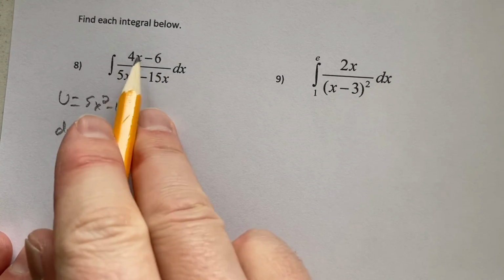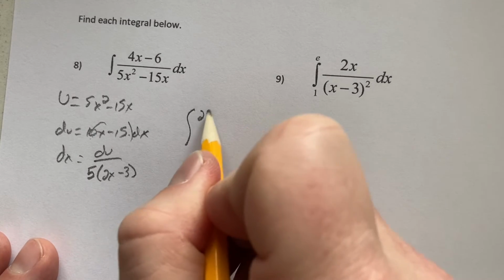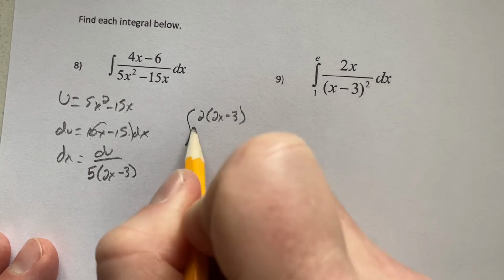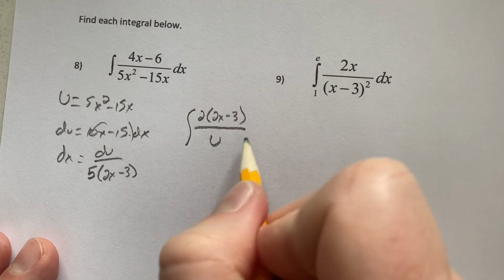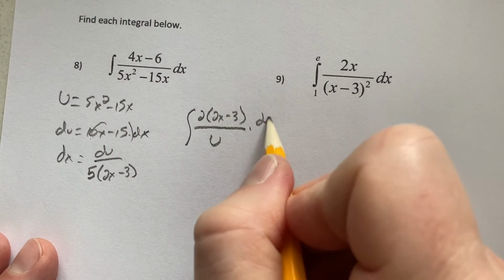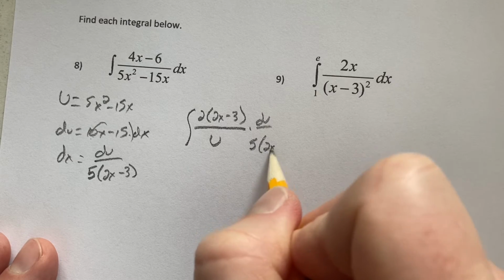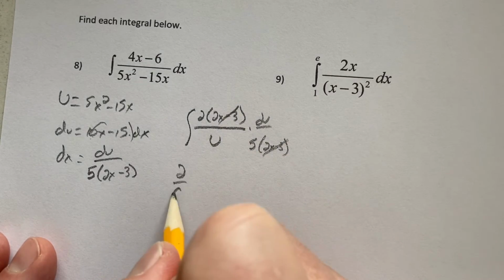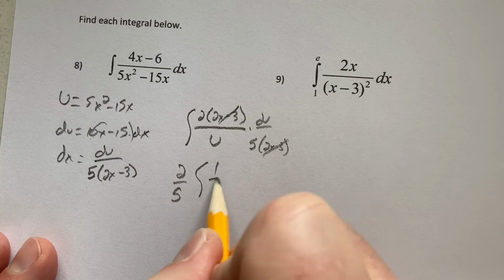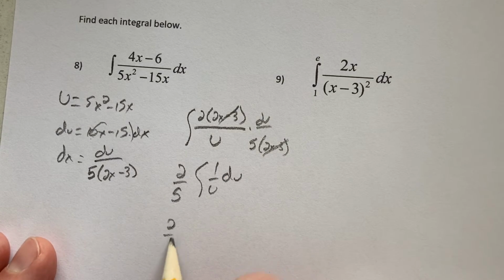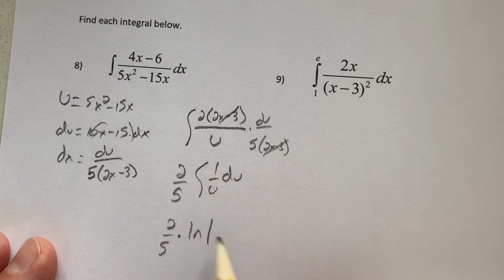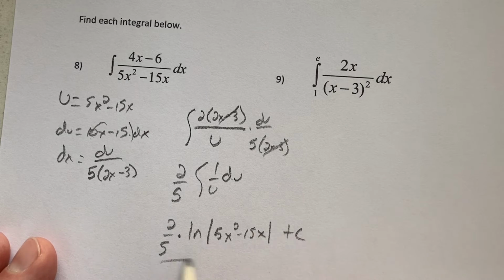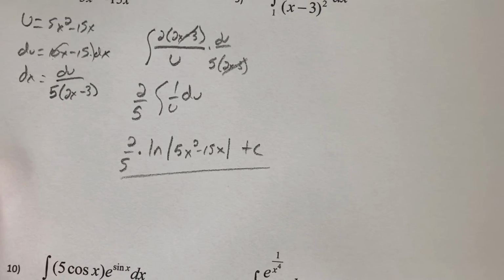So up top I have this 4x minus 6. I'm going to pull a 2 out of that, over this, which is u, times dx, which is du over 2x minus 3. See how the 2x minus 3 is now canceled? That's a big thing. Pull the 2/5 out front. It's going to be the integral of 1 over u du. That's going to be 2/5 times the natural log of the absolute value of u, 5x squared minus 15x, plus c. That'd be our answer there.